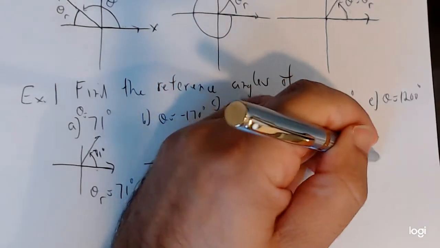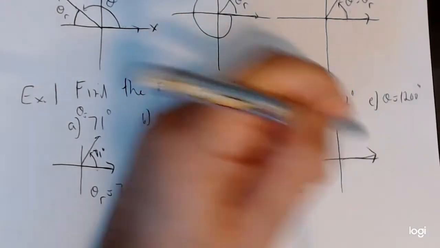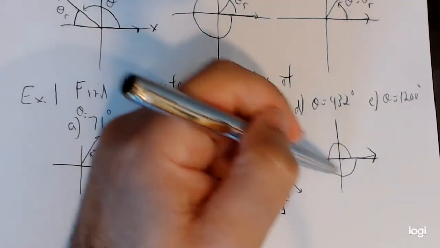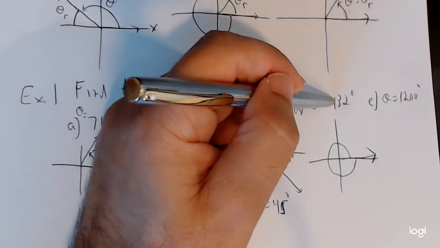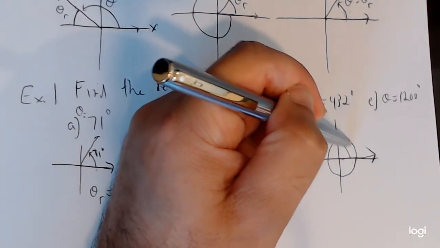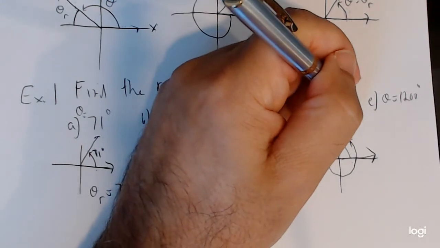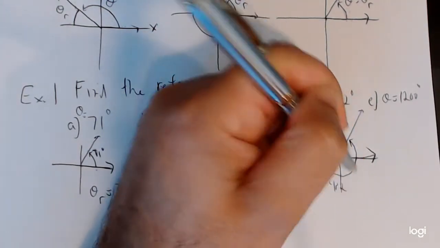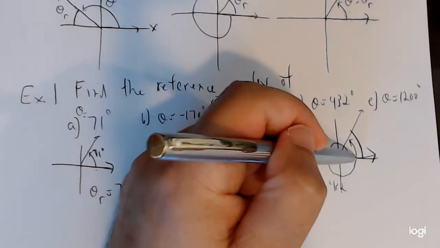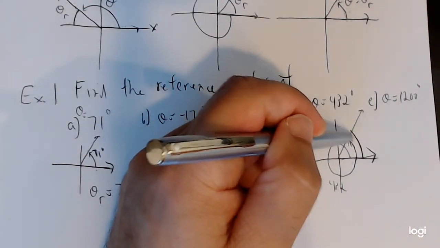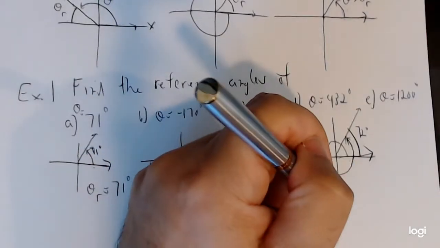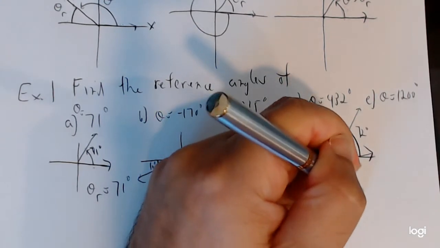Okay, so 432 degrees. That's greater than 360, right? So I know that I've gone 360. Now I need to go how much more to get to 432? I need to go 72 more. We figured out that if that's 432, that's my reference angle. And notice how when I got to 360, I said I need to go 72 more to get to 432. So then my reference angle is 72 degrees. So theta sub r is 72 degrees.